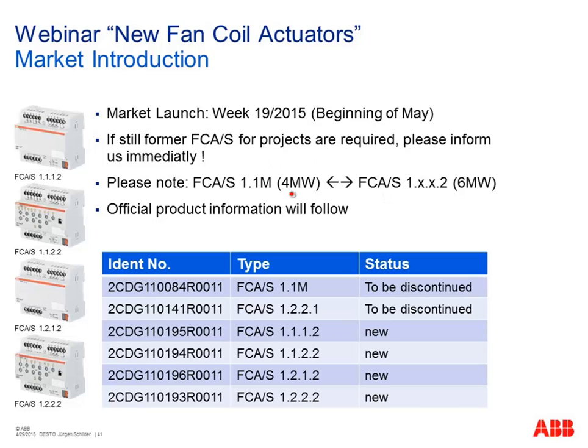One challenge might be the size of the device. Remember, the fan coil actuator FCA 1.1M is only 4 modules wide. All the new ones are 6 modules. This difference has to do with the technical situation with connection terminals, which are bigger now, also an advantage compared with the FCA 1.1. So more size, more space necessary. Here you see the overview again of the old devices, which will be discontinued, and the new components.